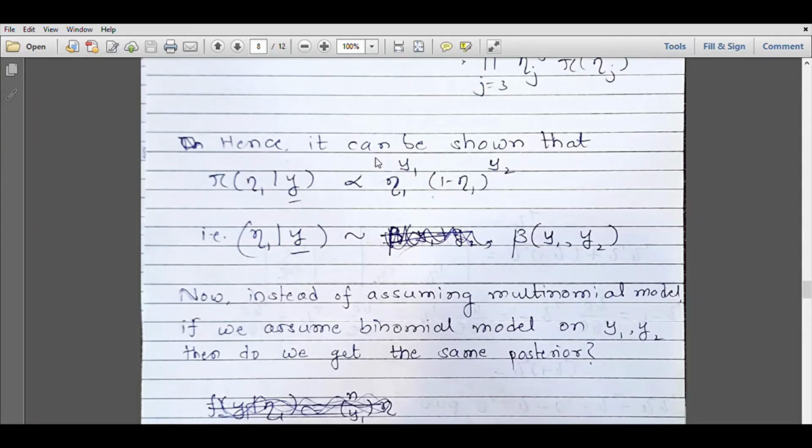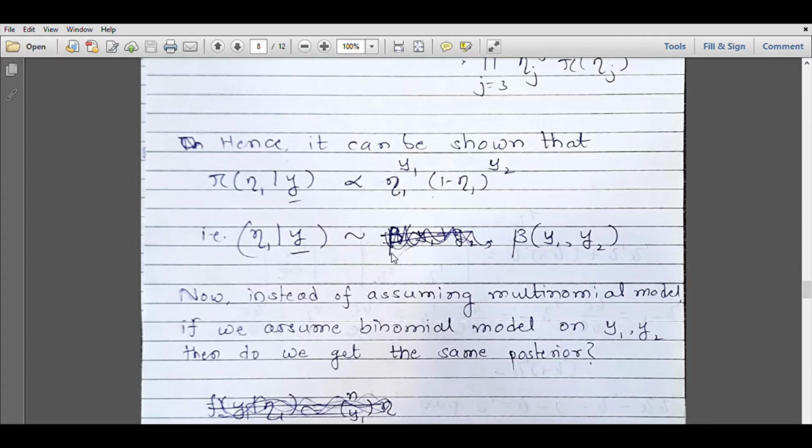Hello students. So let us consider the problem which we were discussing in the previous lecture. We were discussing a setup where we were dealing with n parameters theta 1 to theta n, but the ultimate parameter of interest was only a function of theta 1 and theta 2. Then the question which I had raised was, do we really need the multinomial model or will it be enough if we assume the binomial model?